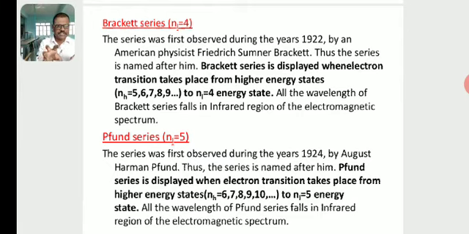The photons which are emitted during the transition of electrons from the higher energy state to fifth energy state correspond to the infrared region of the electromagnetic spectrum. So, Pfund series.